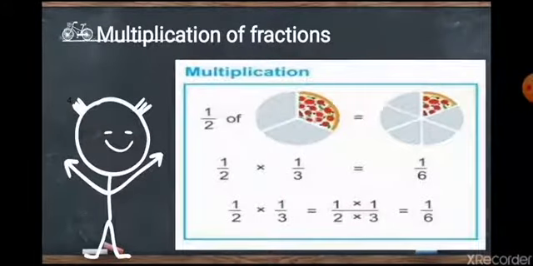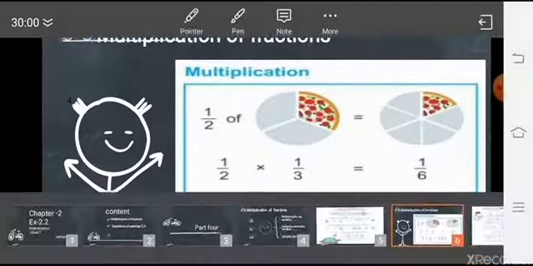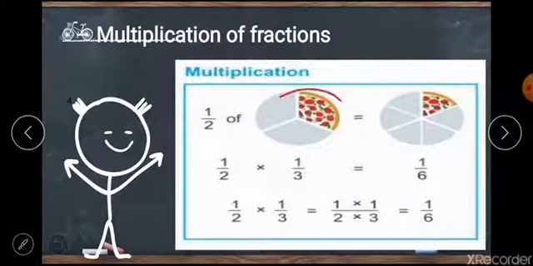Look here with the help of this pizza. Here you can see what I am writing, 1 by 2 of this pizza. How can you represent this pizza in fraction form, students? As I told you in the previous session, the slice is 1 and total parts are 3. So you will write this pizza in fraction form as 1 upon 3, which means you will get 1 upon 3 part of that pizza.